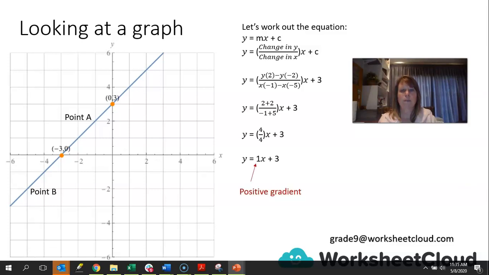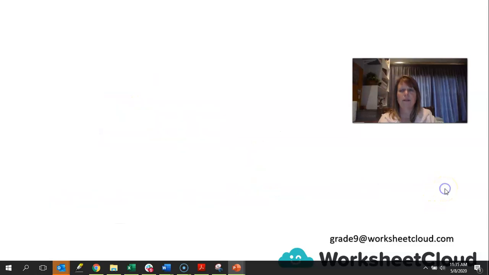As you can see, it is a positive gradient. Check it on your Cartesian plane. It goes from the bottom left up towards the top right. Okay, which means it's a positive gradient, and our y-intercept is 3. As you can see there, it's 3. Right. Everybody happy with that?